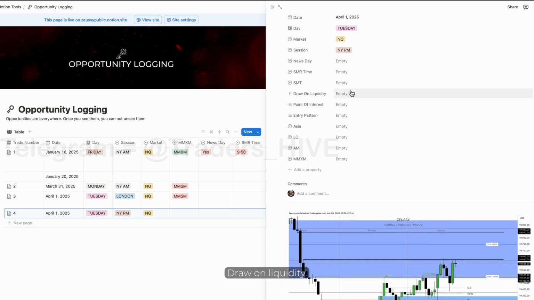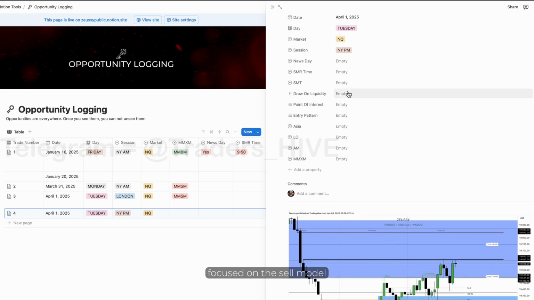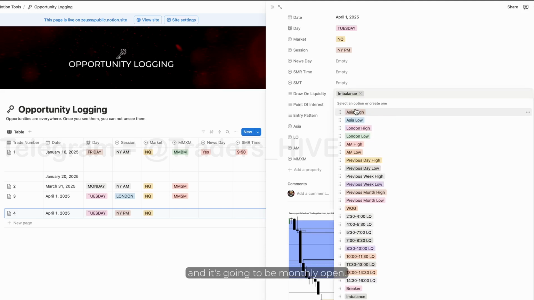Draw and query. The draw and query inside of this delivery is the following. The draw and query, since we're focused on the sell model, meaning the buying opportunity into that REBC was also an opportunity, don't get me wrong. However, since we're focused on the selling opportunity, the draw and query is going to be an imbalance and it's going to be monthly open.